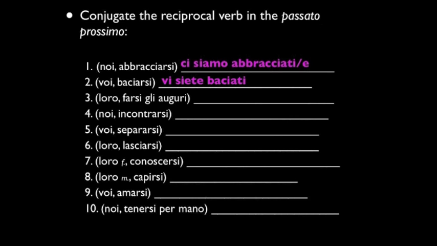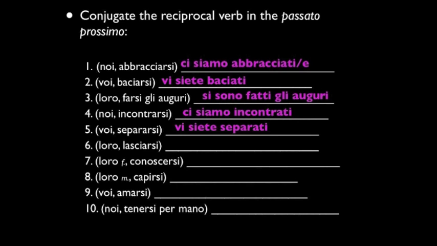Okay, number 3, loro, farsi gli auguri, to wish each other good wishes, is si sono fatti gli auguri. Number 4, noi incontrarsi, is ci siamo incontrati. Number 5, voi separarsi, you all were separated. Vi siete separati.